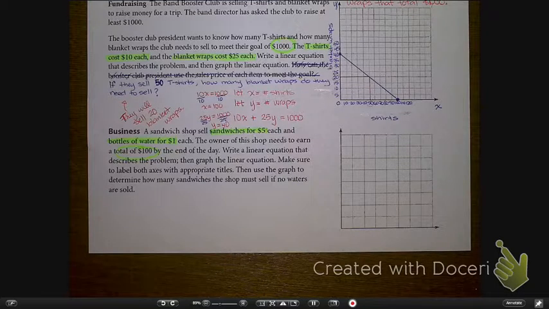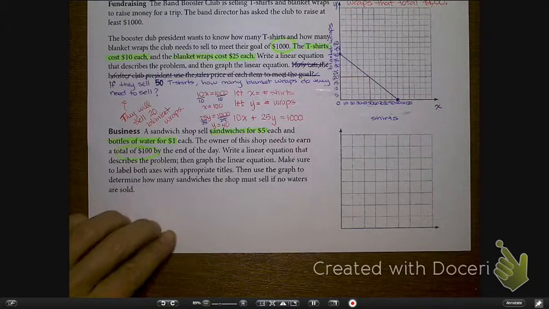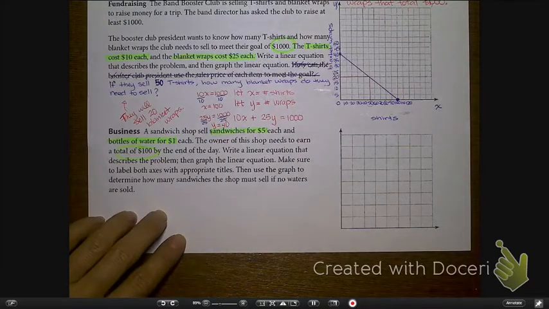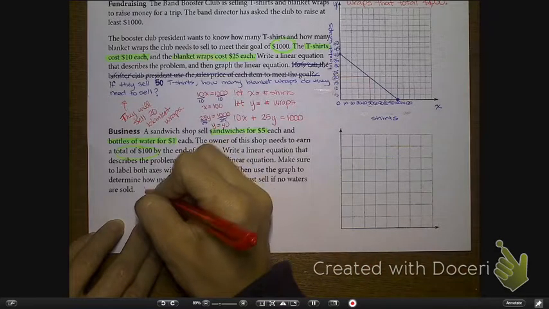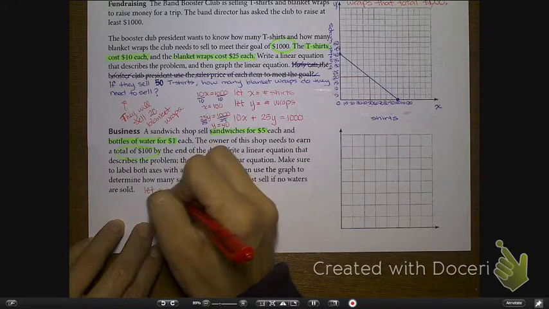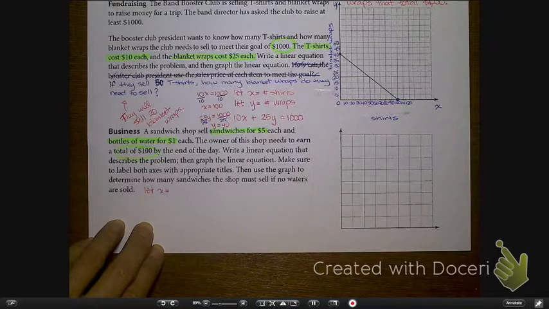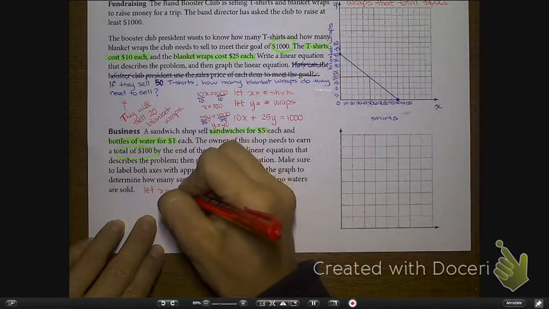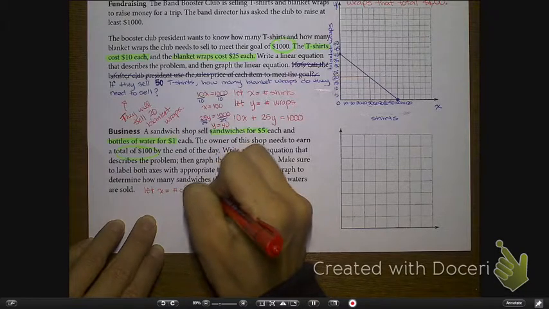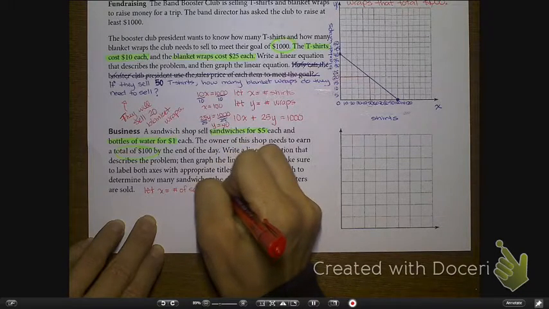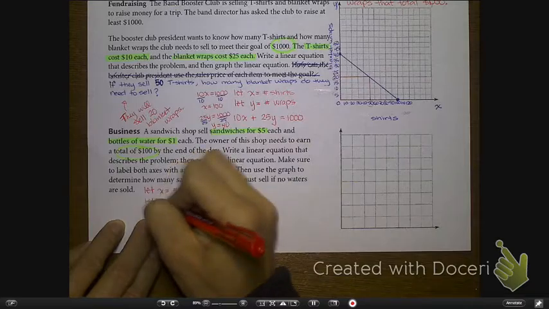All right, so we have 2 different variables, right? We're selling sandwiches, we're selling water bottles. We don't know how much of either of those we're selling, so we're going to let both of those be our variables, okay? So let's let X be which one? Sandwiches. And let Y be what?